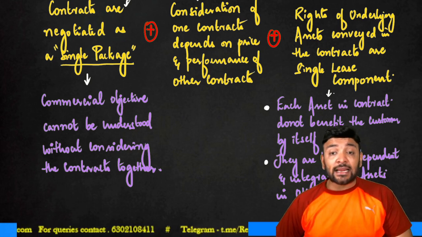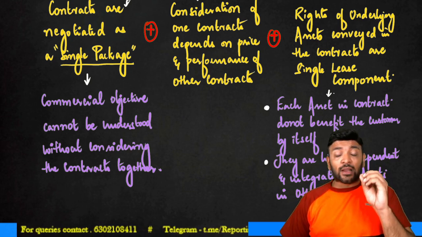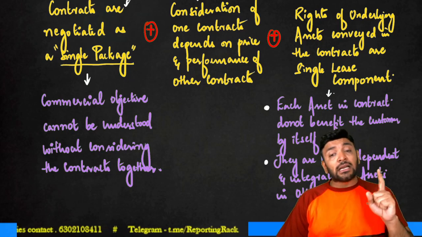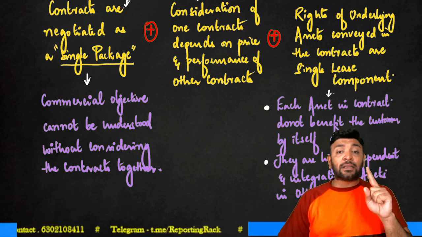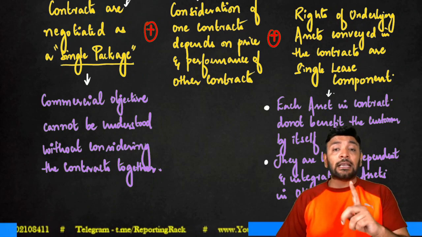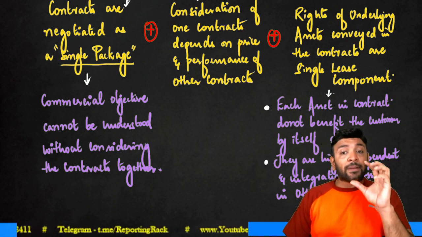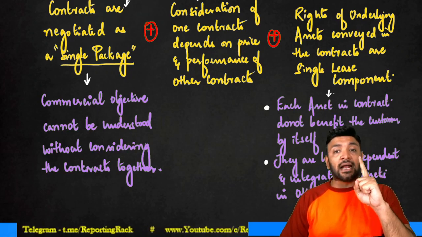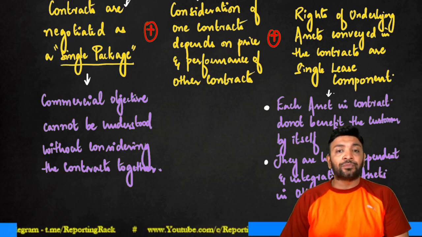So if all three conditions are satisfied together, then you can say that these contracts which are entered into at the same time or near the same time with the same party or the related enterprise of the same party can be combined as a single lease component and recognized under IND AS 116.